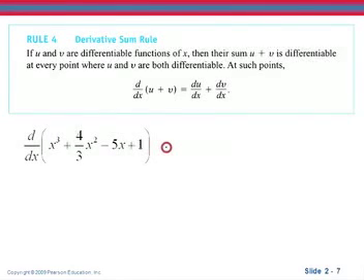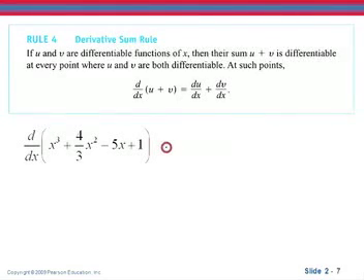We want to look at some other rules for finding derivatives. One rule is the derivative sum rule. The derivative sum rule tells us that if we have the sum of differentiable functions, then we can find their derivative by taking the derivative of each of the differentiable functions.